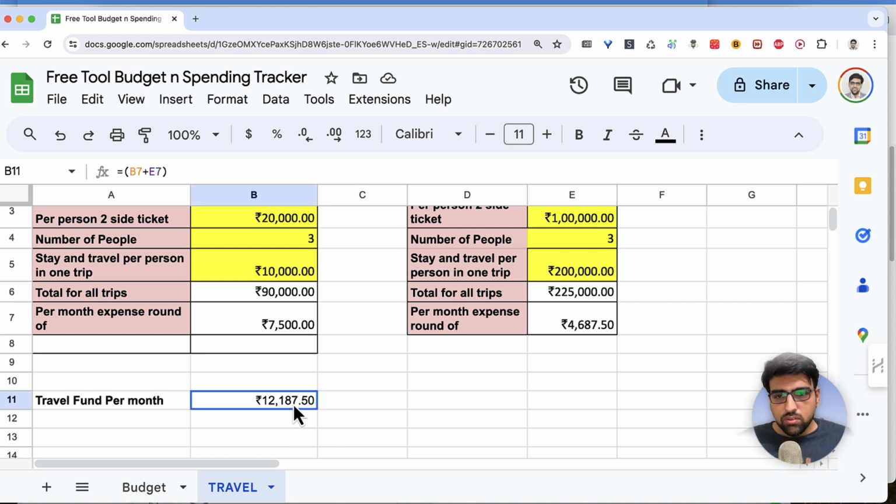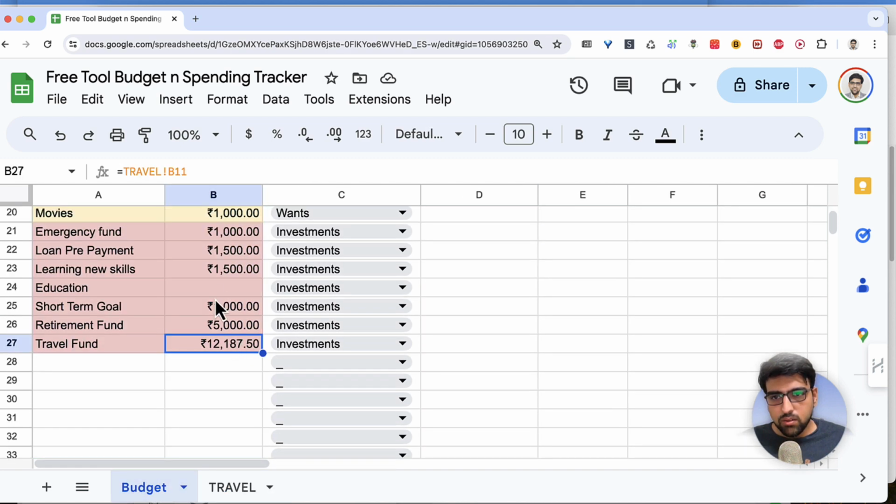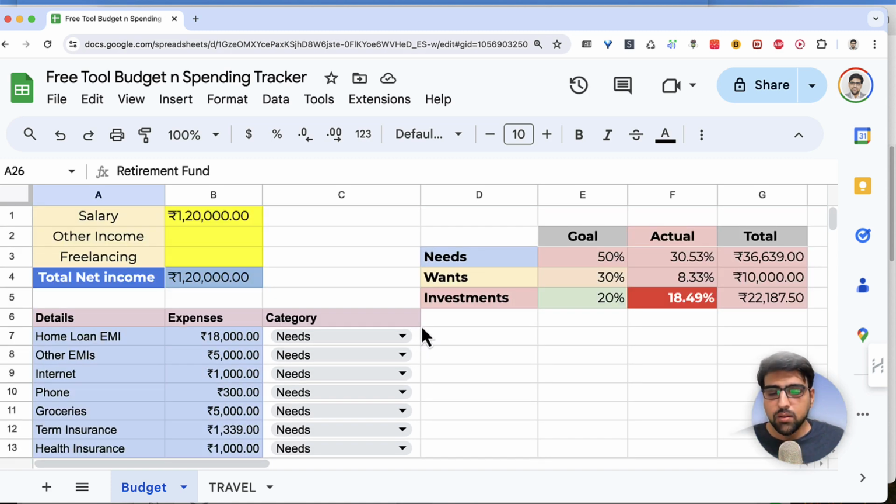Based on this, you get how much travel fund you need to allocate on a monthly basis, and based on that, it will reflect in your budget over here. Similarly, you can create a retirement sheet, your short-term goal sheet, and emergency fund sheet. Let me know if you need videos on emergency funds, short-term goal creation, retirement fund creation. I'll do that in a subsequent video. I have that in my plan, but based on your comments, I'll prioritize it.